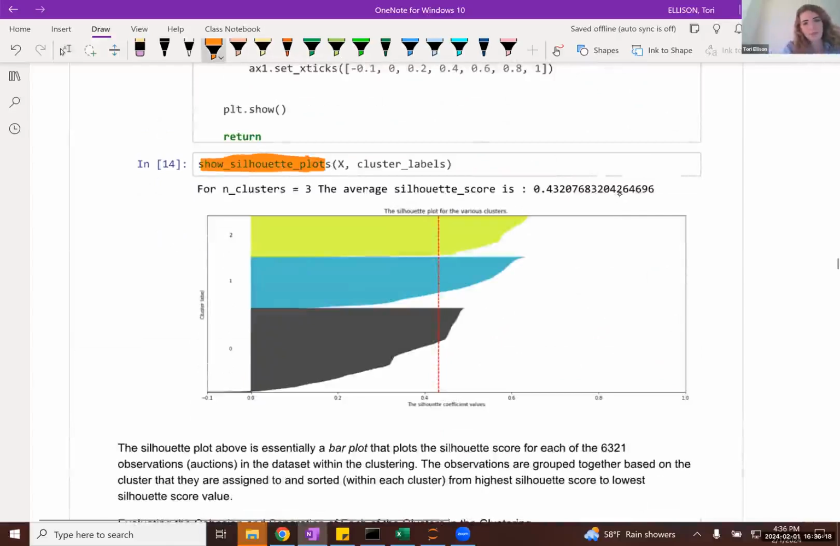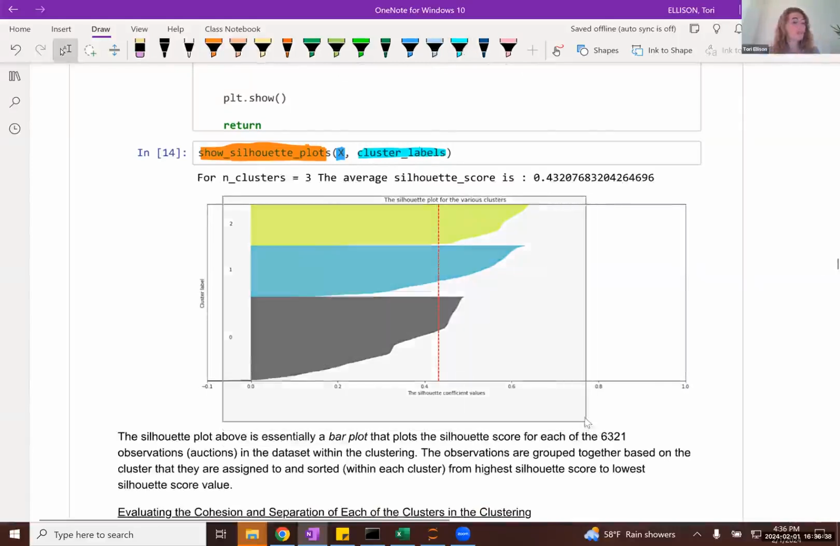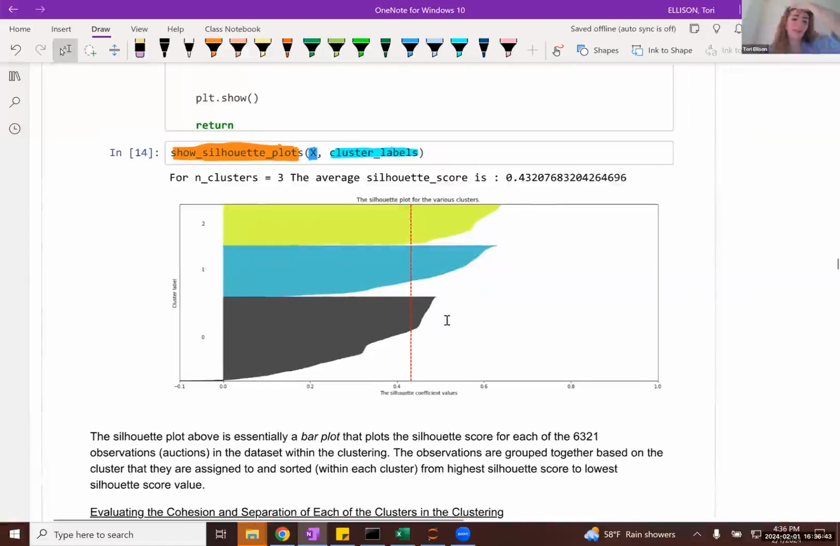So you can use this function that I've created, and all you need to give it is the data set that you have just clustered, as well as the resulting cluster labels from the clustering that you've just created. What this will do is create a silhouette plot for your resulting clustering. And what this silhouette plot allows us to do is not just evaluate the cohesion and separation of each of the individual points in the clustering, but also gives us a sense as to how cohesive and well separated each of the individual clusters are.